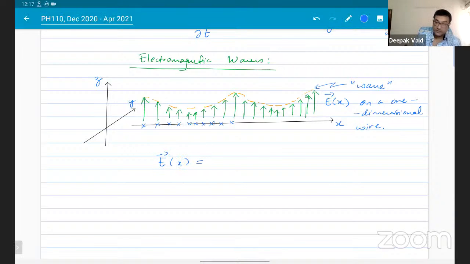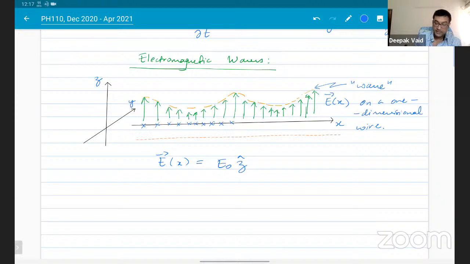So this is a vector which depends on x, right? How should I write it? Well, I'll write it as E naught. What is E naught? E naught is the amplitude, meaning the maximum value of this vector. And E naught will be something times z hat. It's a vector pointing in the z direction whose amplitude is E naught.